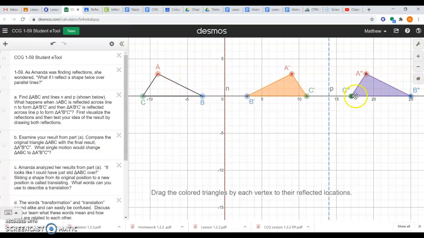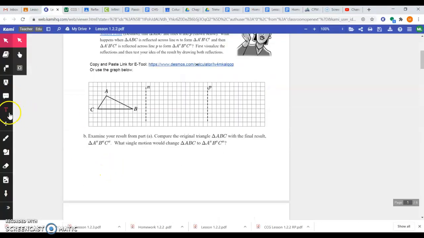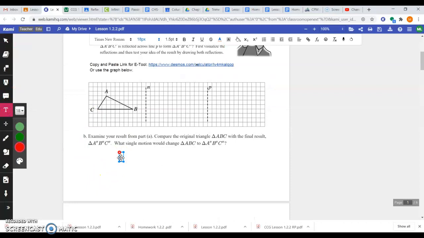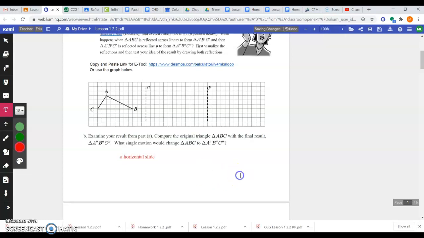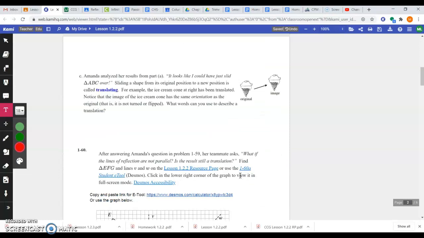It looks like you could just slide it over, right? It looks like if you just took this triangle and slid it over, you would get the last one. So that's what I'm going to say. What single motion? Horizontal slide. We'll bring it over. Okay. Part C, again, read it closely.